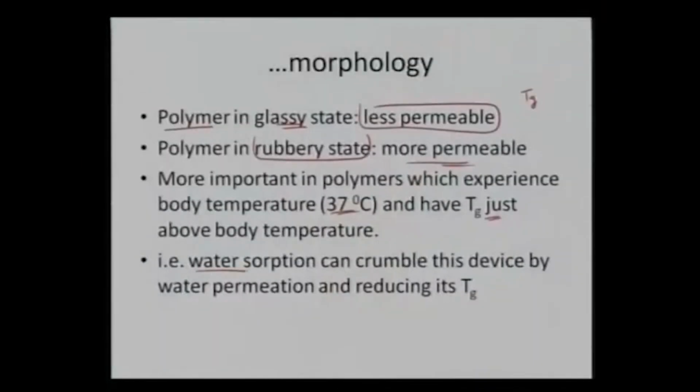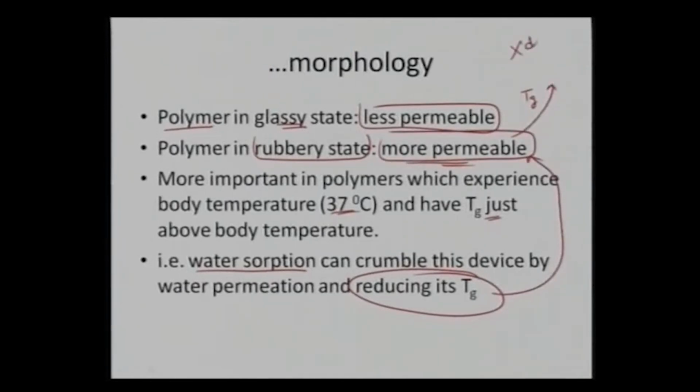Because water absorption or enzymatic action can reduce the glass transition temperature of the polymer, that will make it rubbery, and rubbery means more permeable, and that will lead to strong degradation or absorption of the polymer. So that is what is happening: if the temperature is above the Tg, the material will become very flexible and much more permeable, and that will lead to the overall rapid degradation of the polymer.